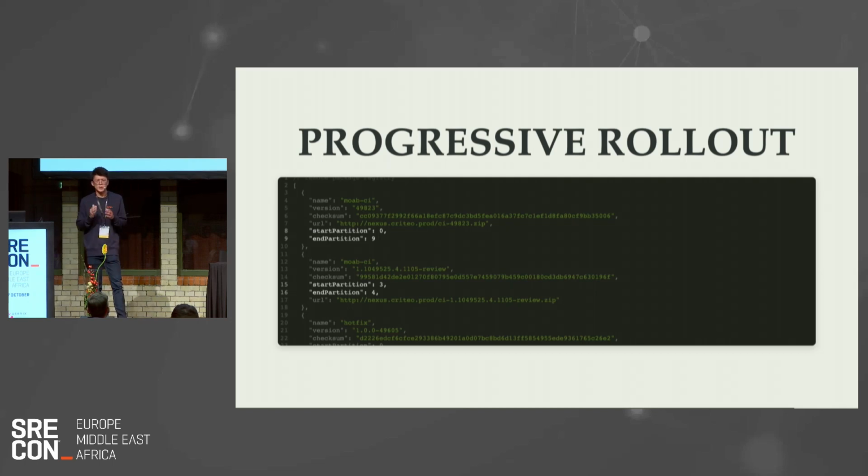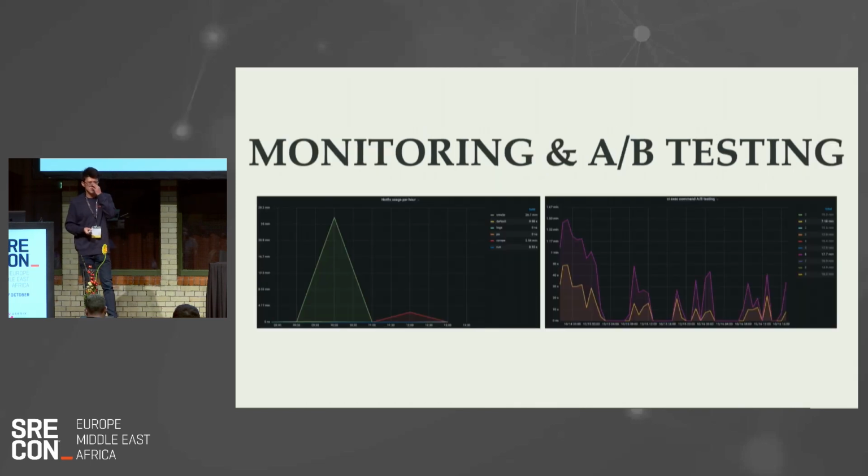You probably already realized there are two specific properties called start partition and end partition. That is how we implement progressive rollout. Command launcher will assign a unique segmentation number for every machine it runs on. So when you release a new version of a command, you can specify, OK, my version will be targeting this segmentation or a range of segmentations. So command launcher will ensure that particular version is updated on that particular segmentation. Combined with another built-in feature, the monitoring feature, you can do something like A/B testing.